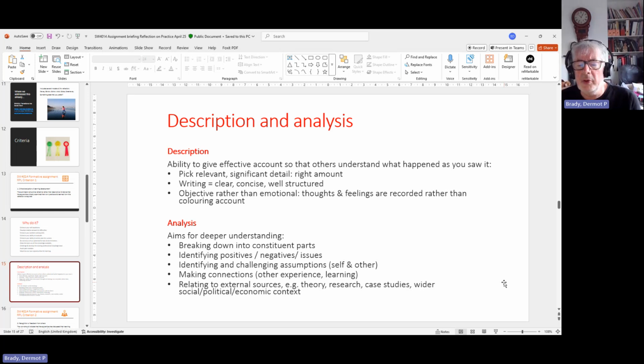But we're looking at our feelings and saying, how did this play out? What do I feel about it now? What can that tell me about my understanding of the situation? So analysis tries to get at a deeper level, essentially breaking things down. Sometimes you have to slow things down to see what's actually happening. And it helps to identify positives, negatives, challenging assumptions, and so on and so forth.